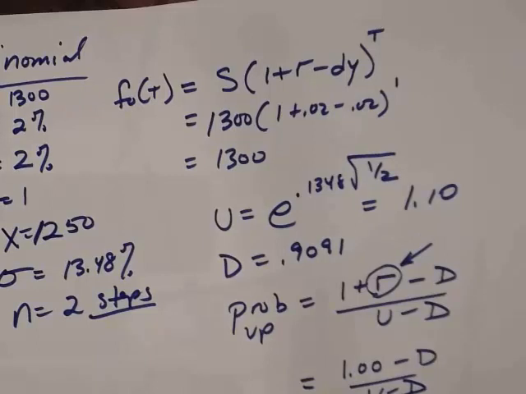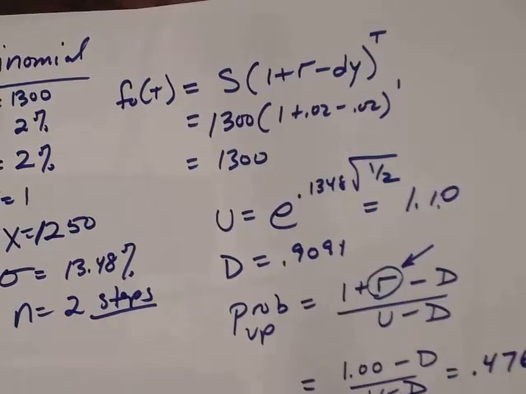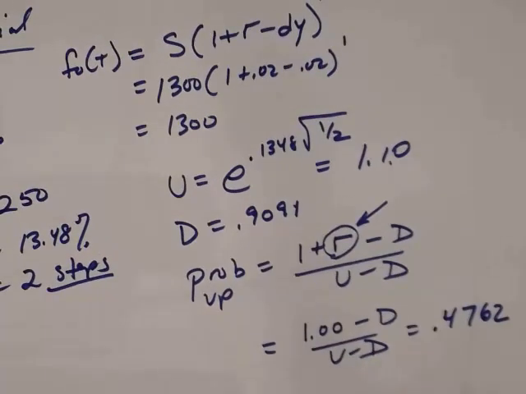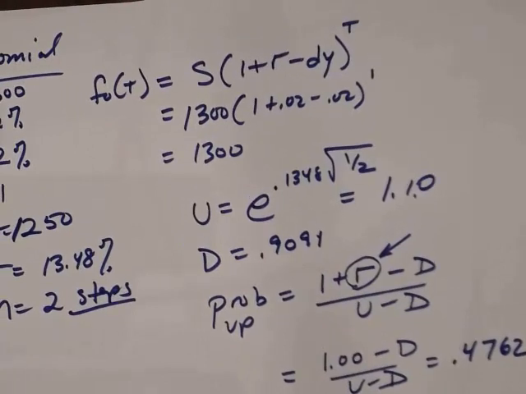And when we plug these numbers in, we get a probability of up of 47.62%, and the probability of going down obviously is 1 minus 47.62%. Okay? That is the setup. Now let's build the tree.